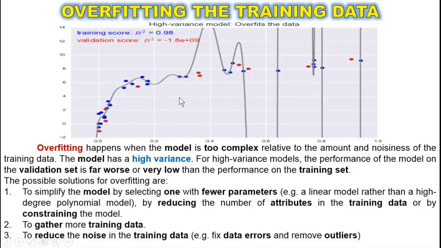The possible solutions for overfitting are: number 1, simplify the model by selecting one with fewer parameters, for example, a linear model rather than a high-degree polynomial model, or by reducing the number of attributes in the training data, or by constraining the model. Number 2, gather more training data. And then finally, reduce the noise in the training data. Either you fix the data errors or remove outliers.